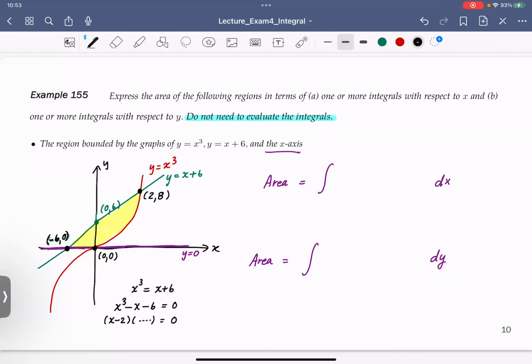You can factor x minus 2 from the x cubed one. And then that means the one solution is going to be x equal to 2. And that means 2 is going to be the answer here.